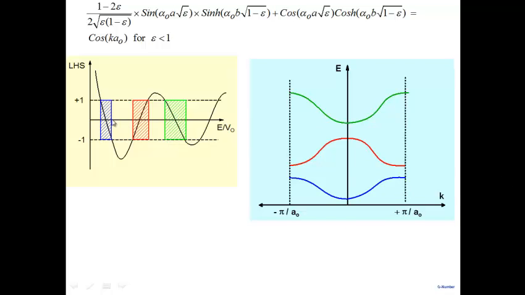So anyway, the band that you see here is nothing but this E versus K relationship that comes out. E versus K relationship that you see. So that's this particular band.